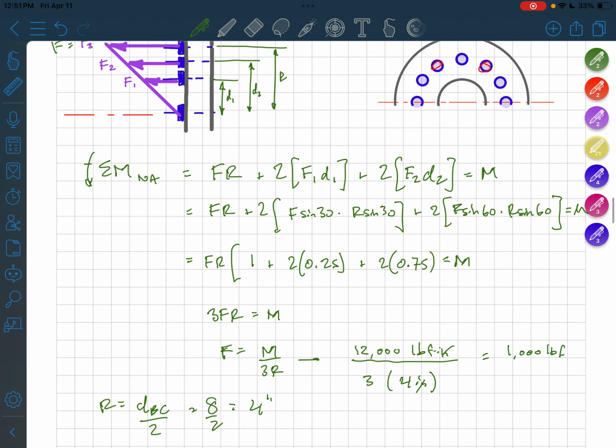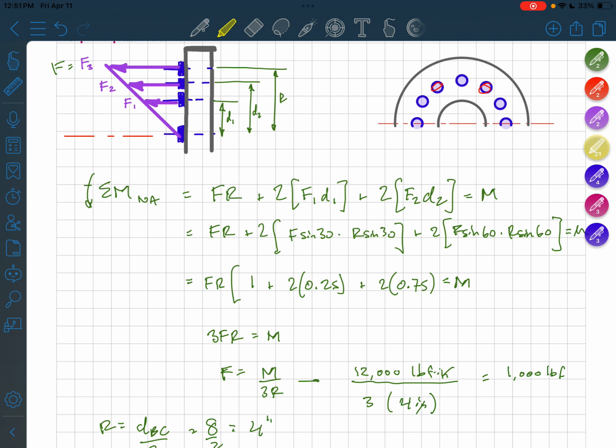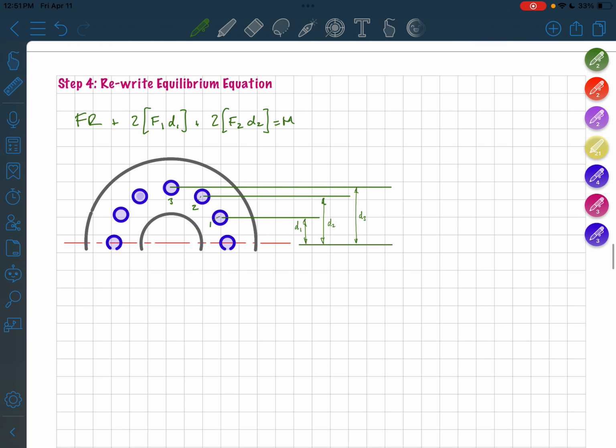Great. Now, this is our answer, sort of. 1,000 pounds force is the force that this bolt sees in normal loading conditions, this bolt right here. But what happens to that force when we come to bolt A and we get rid of it? That's what we're going to do next. All right, so we're going to rewrite the equilibrium equation. I have simply just copied this equation from the previous step. We're going to rewrite it by saying we have killed this bolt, so therefore we've killed this 2, and that becomes a 1.